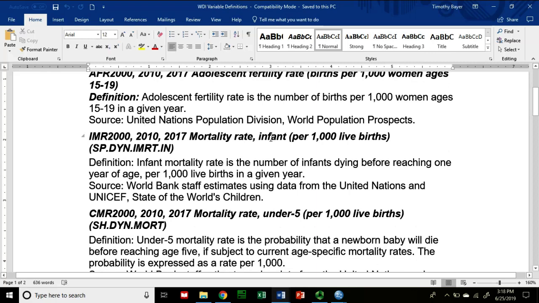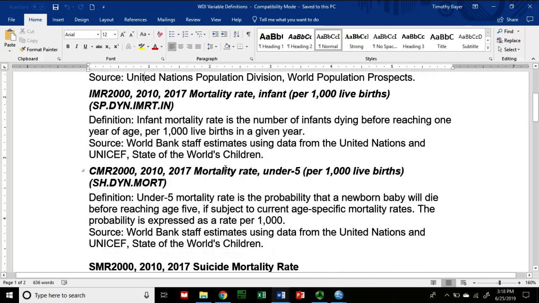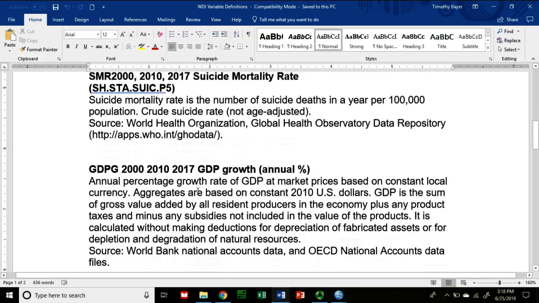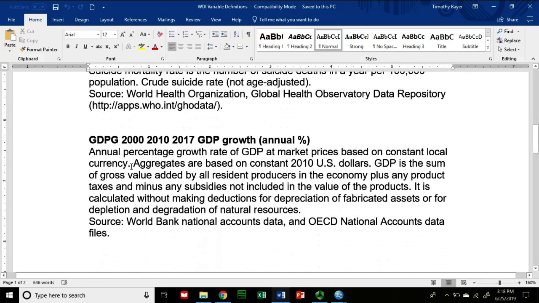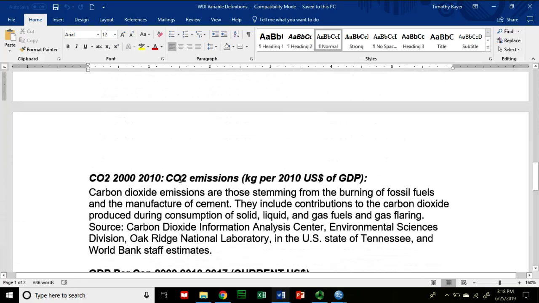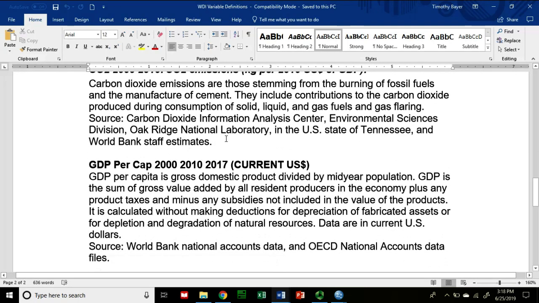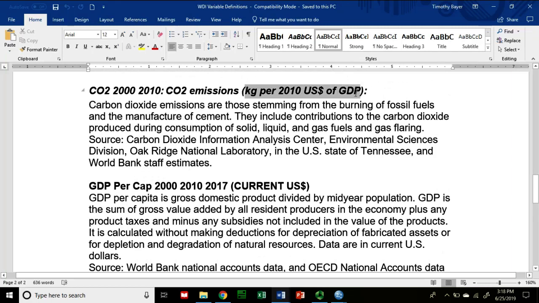Here's the mortality rate for infants. I've given that. Here's the mortality rate for children under 5, and I've given you the definition there, and again the source. Suicide mortality rate, the GDP growth, that's the annual percentage, and you can read through that. The CO2 emissions, this is basically, you can see it's the emissions stemming from the burning of fossil fuels and manufacture of cement. And you can read through that and kind of get an idea of what these different variables are. Make sure you realize how they're being reported, what the units are for the variable, so that when you talk about it, you can talk about it in the right units.